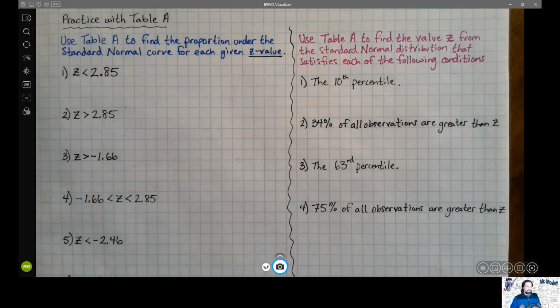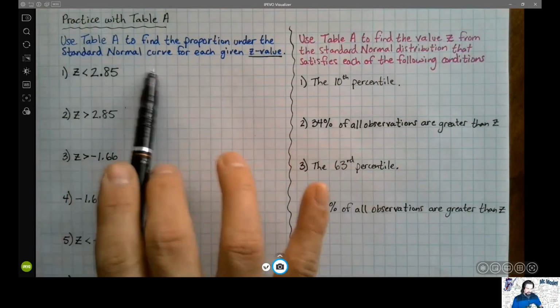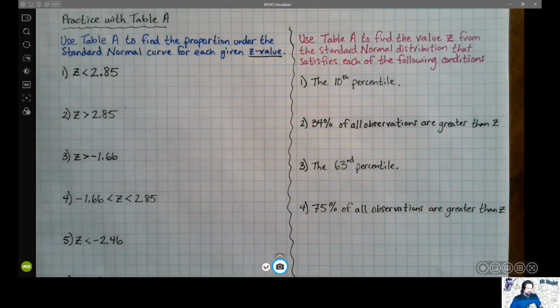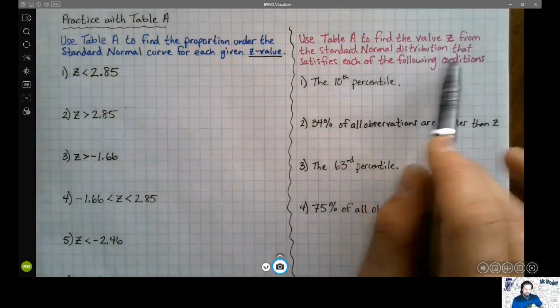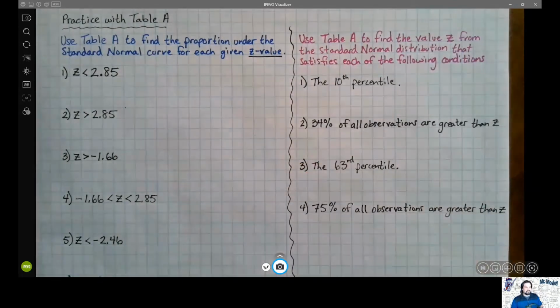So, we've got a few problems for each scenario here. First, we're going to take a look at how to use Table A to find the proportion under the standard normal curve for each of the given z values here. There's a couple you can't see on the page here; we'll get to those. Then we're going to look at how to use Table A to find the value z from the standard normal distribution that satisfies each of the following conditions. In this case, I'm given a proportion of observations or a percentile to use.